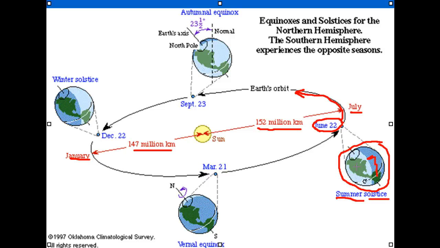Now, what does that mean? More direct rays means the ground absorbs the most radiation from the sun, which then heats the atmosphere at the maximum rate. Therefore, we get summer warmth. Write that down.